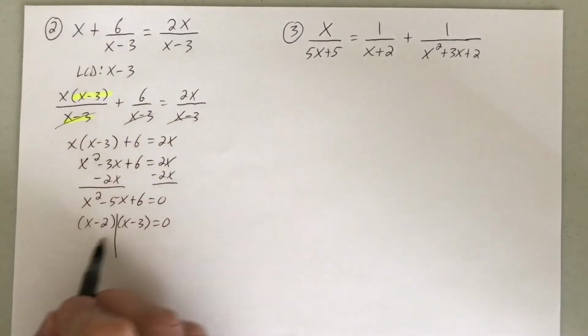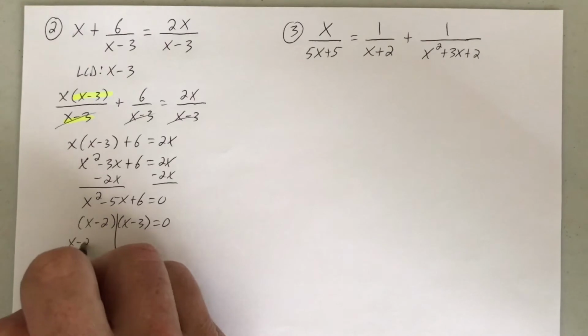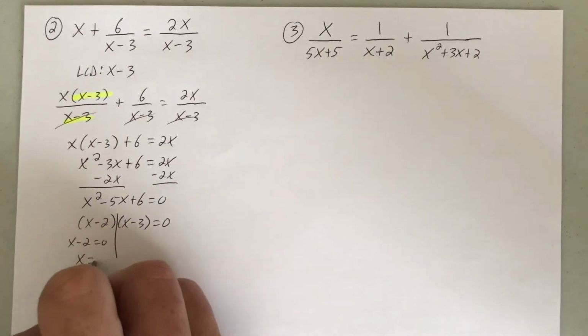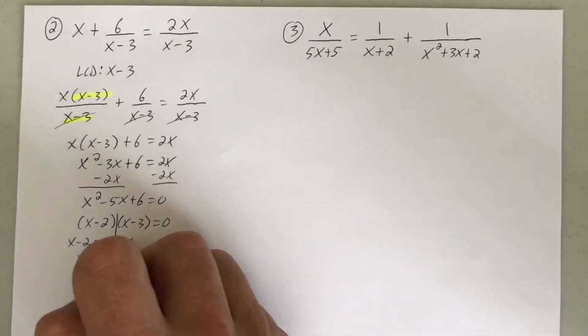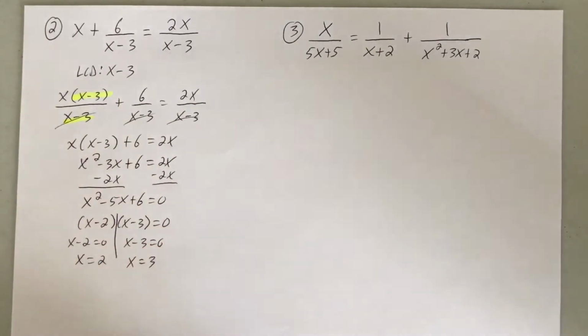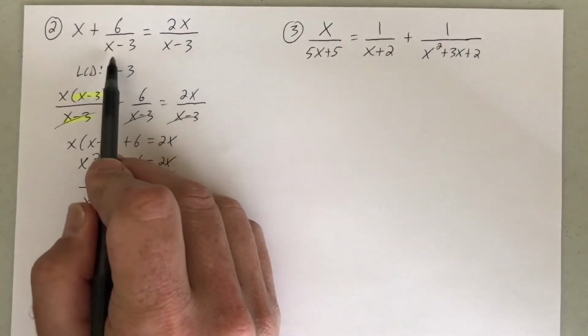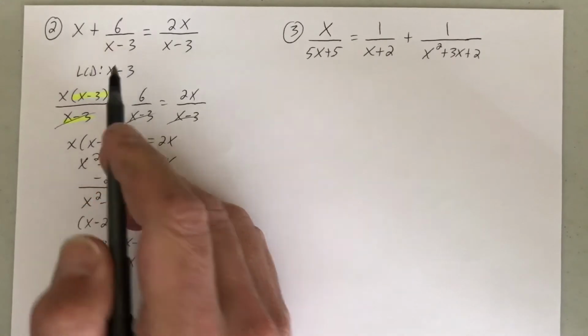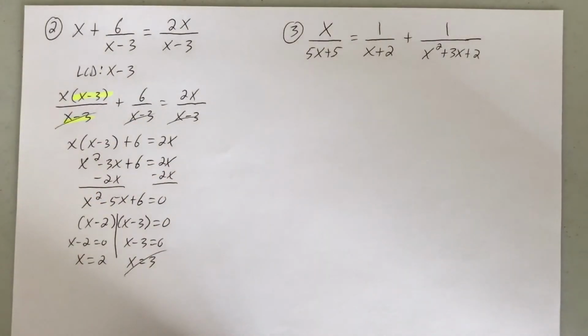And of course, when I set these equal to 0 and solve them, here I get x equals 2. And then here I get x is equal to 3. So remember, we need to take these, plug them in, and check. If I look at the 3 right away, if I plug that in here, I can see I'm going to get 3 minus 3, which is 0. So I can't have that. That's not going to be true.